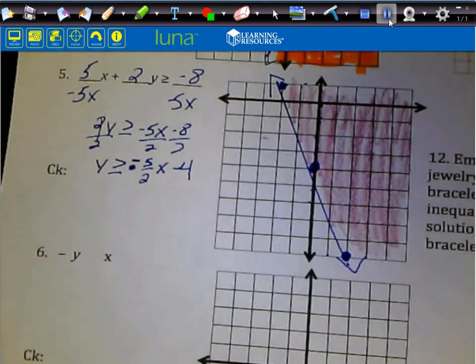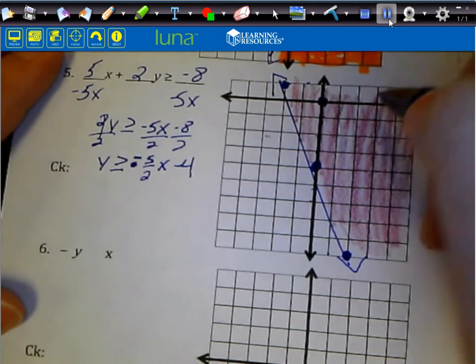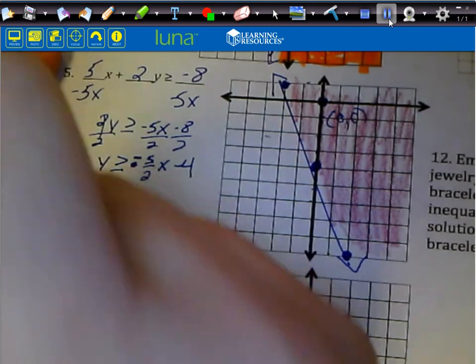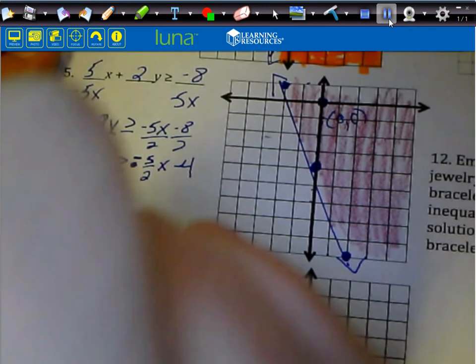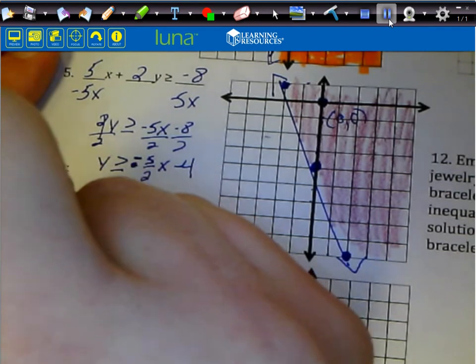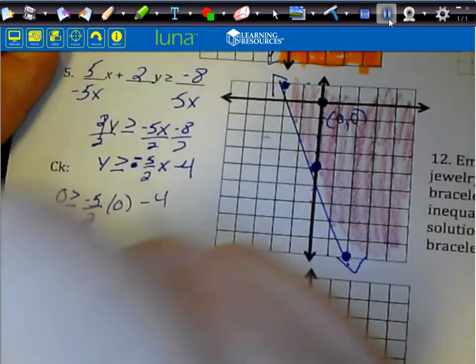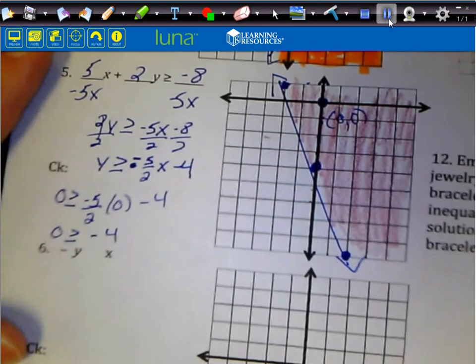Alright, so now that I have everything shaded, I need to pick a point in order to check. And this time, looky there, that 0, 0 origin is in my shaded region, so I'm going to pick that one. It's always the easiest one. So for my check, I'm checking the point 0, 0. Everywhere there's an x and a y, I'm going to put in a 0. 0 is greater than or equal to negative 5 over 2 times 0 minus 4, which gives me 0 is greater than or equal to negative 4.